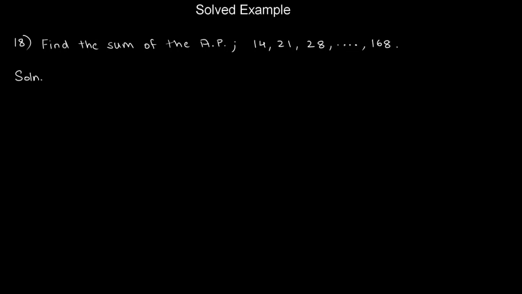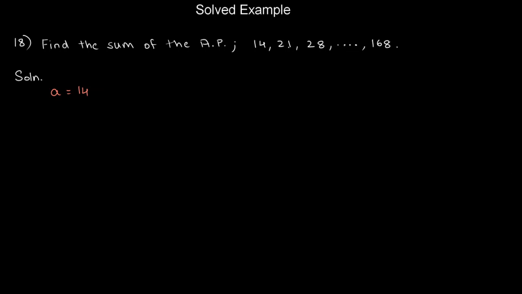Find the sum of the arithmetic progression 14, 21, 28, and so on all the way till 168. So let's just mark the information that we can derive out of this. We've been given the arithmetic progression, so clearly the first term is 14. So I can start by saying a is equal to 14, the first term.